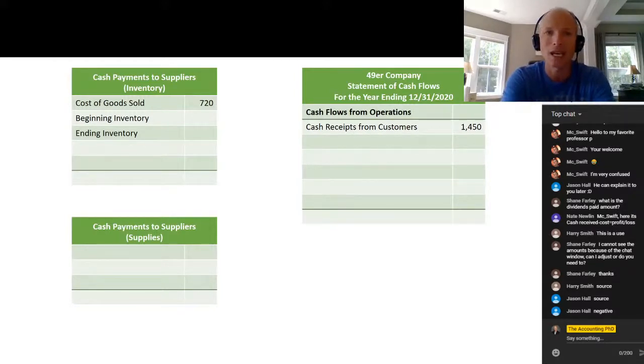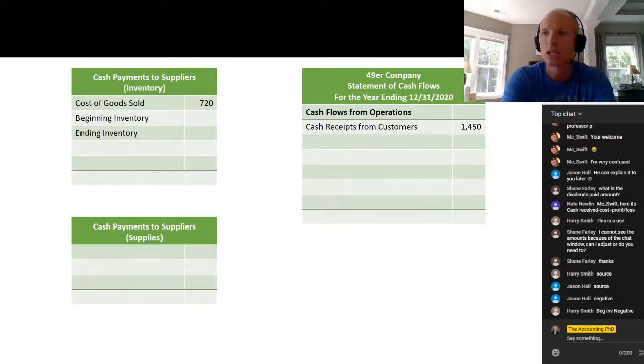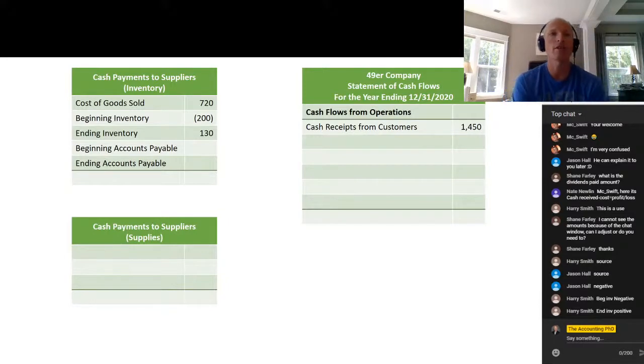Jason says it's a negative adjustment for beginning inventory. Harry and Jason both agree that there's a negative adjustment, and that is true. The beginning inventory is a negative adjustment. The ending inventory is a positive adjustment. Let me walk you through why very quickly. Beginning inventory is inventory that I purchased last period, in 2019, and it's inventory that I'm likely going to sell this period. In other words, my cost of goods sold acts as if I bought that inventory in the current year, but I did not. Some of the inventory I bought in the previous year. That's why the beginning inventory is a negative adjustment.